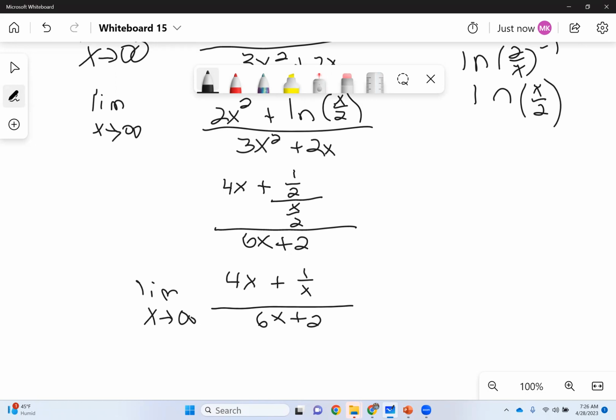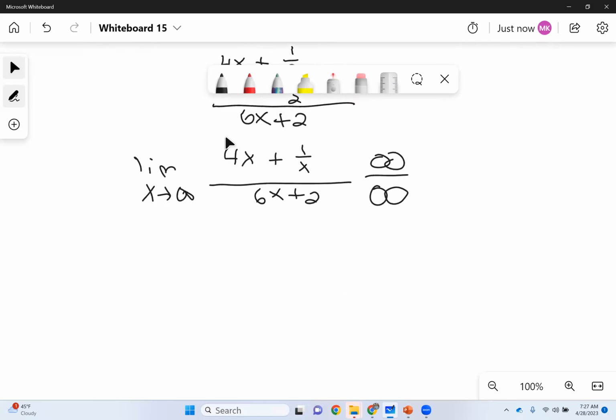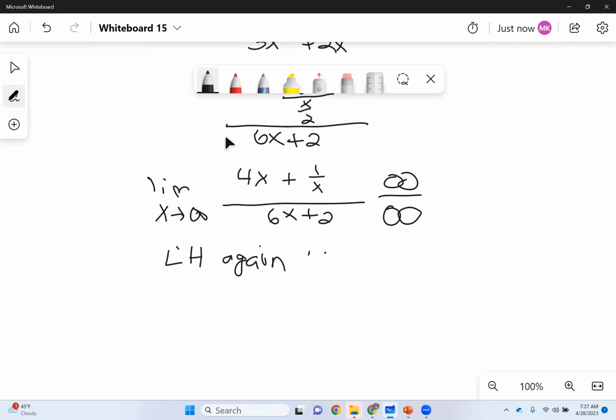Now, we're still going to get infinity over infinity. All right. So we got to take L'Hopital's rule again. Got to do a second L'Hopital. Going to do L'Hopital's rule again there.